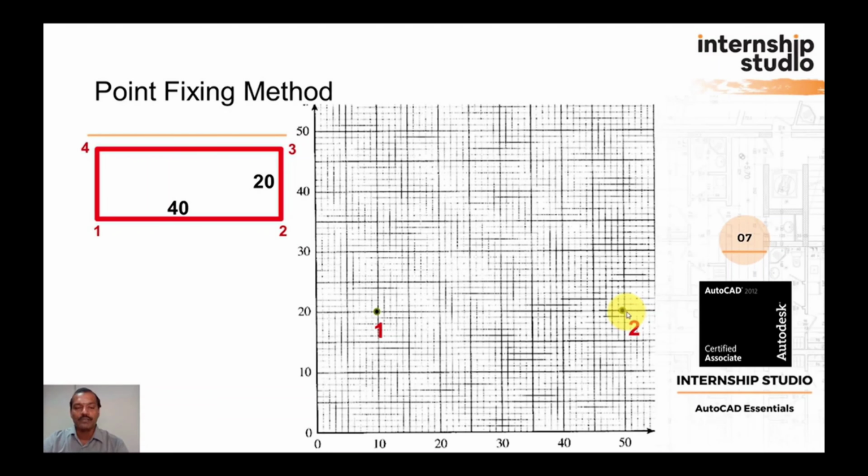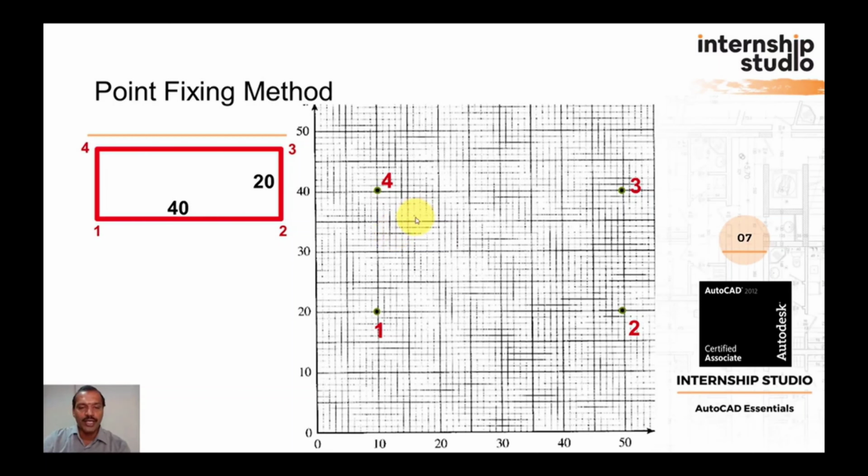Similarly, now I have to fix point number 3. Point number 3, I have to fix vertically. How much distance from 2 to 3? 20 mm. So from here to here 10 mm, another 10 mm. So 40 is my destination of y, and x is the same. So 50, 40 is my third point. Similarly, the fourth point you will get at 10, 40. So what I have to do now? I have to connect these 4 points with lines. I will get the rectangle, right?